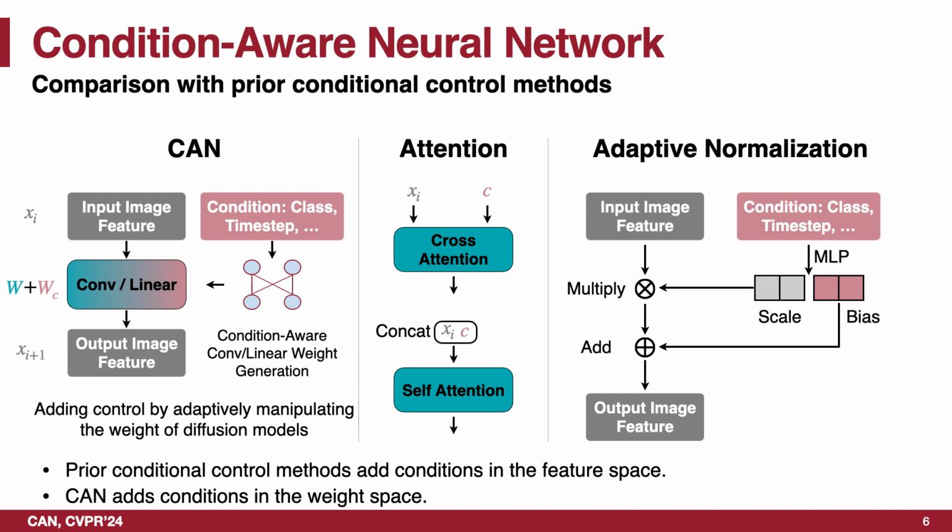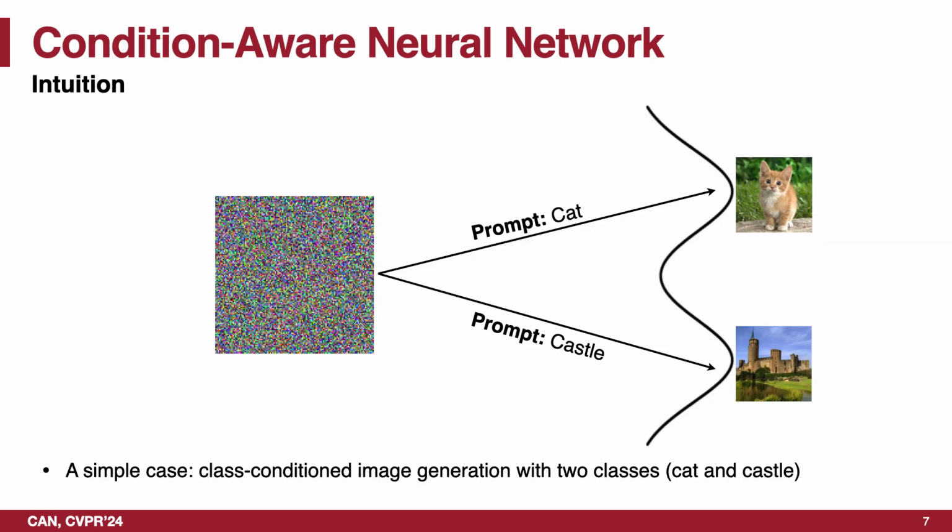The main difference between CAN and prior conditional control methods is that prior methods add condition through adapting the feature. In contrast, CAN adds conditions by changing the weight. So now the question is, why is adapting the weight a valid mechanism for control? To illustrate this, here we consider a simple case. Class conditioned image generation with two classes, like one is cat and the other is castle.